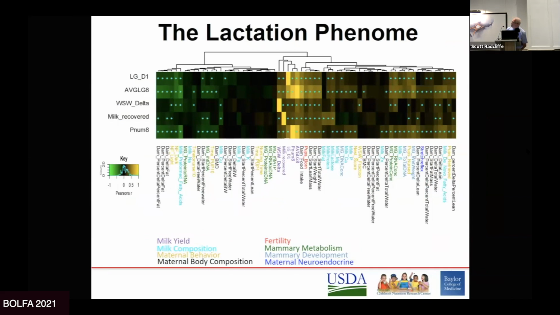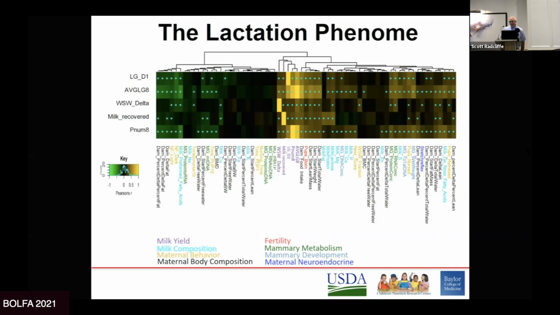So the heat map is actually Pearson's correlation, and you can see the key there. The bright gold is positive and the bright green is negative. And then the traits are colored by these basic classes: milk yield and milk composition, maternal behavior, maternal body composition, fertility, mammary metabolism, mammary development, and maternal neuroendocrine function.